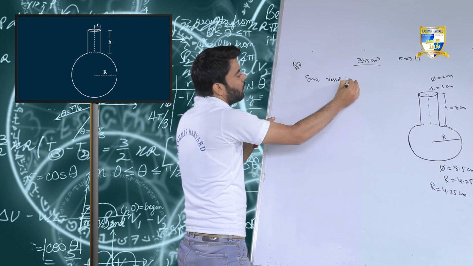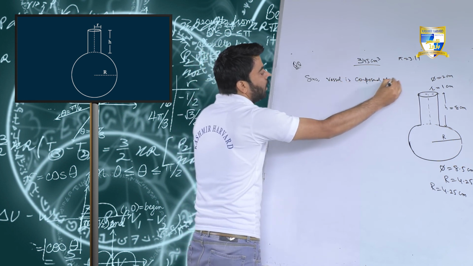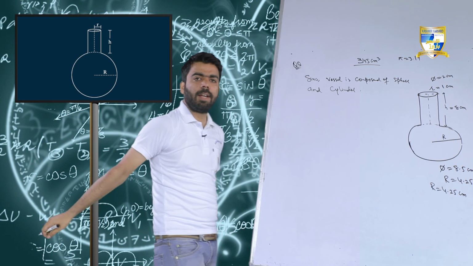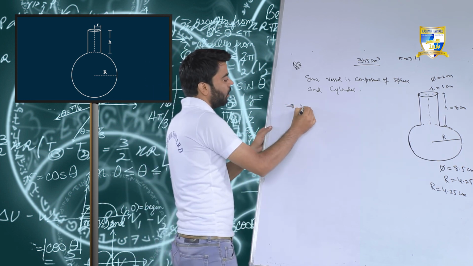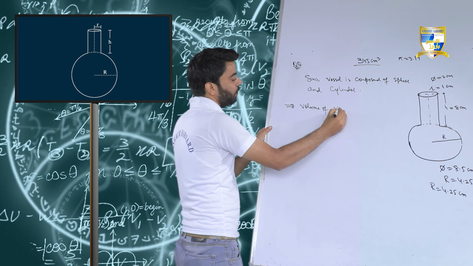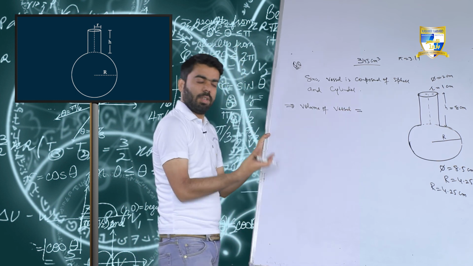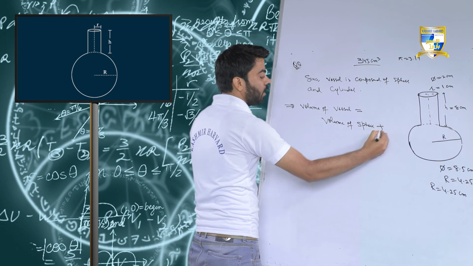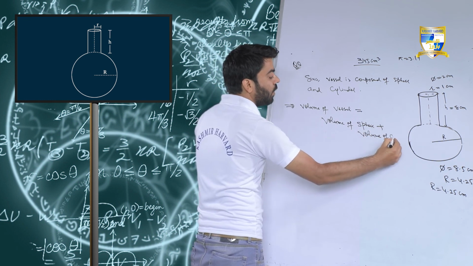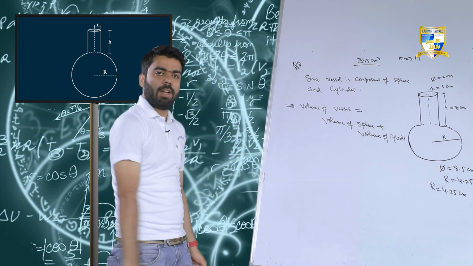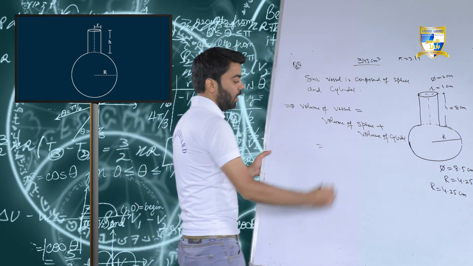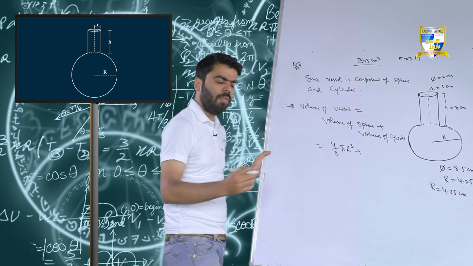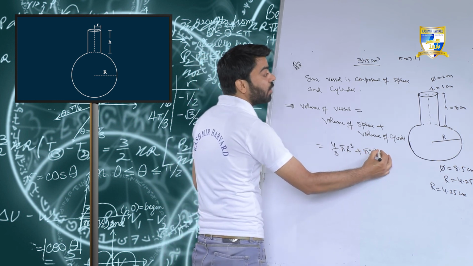So simple. Since the vessel is composed of a sphere and a cylinder, which implies the volume of the vessel is equal to the volume of the sphere plus the volume of the cylinder. And we remember the formulas. Volume of sphere is 4/3 πR³, where R is the capital R, plus the volume of the cylinder, that's πr²h, that's a small h.